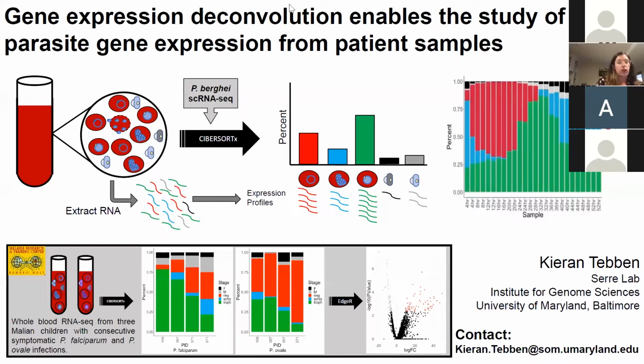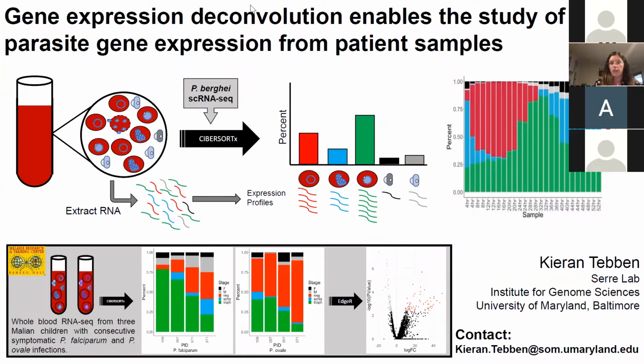And then down here in this gray box, we've applied this strategy to samples from 3 Malian children consecutively infected with P. falciparum and P. ovale infections. And you can see that we have run this deconvolution algorithm, and there are some differences in the cell types present in the samples. And then we've used these relative proportions to correct our gene expression analyses to try and compare Plasmodium gene expression during infections with different species.